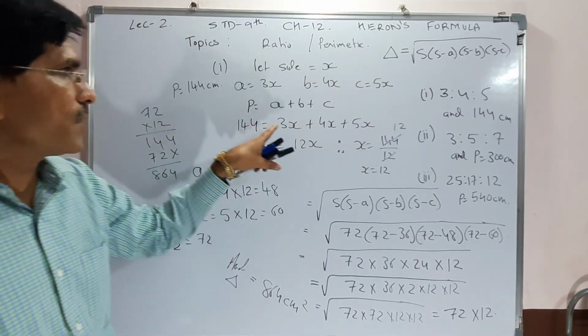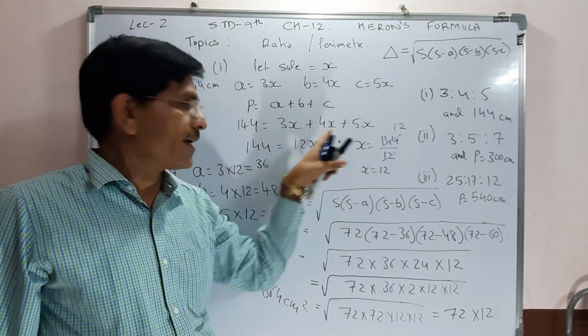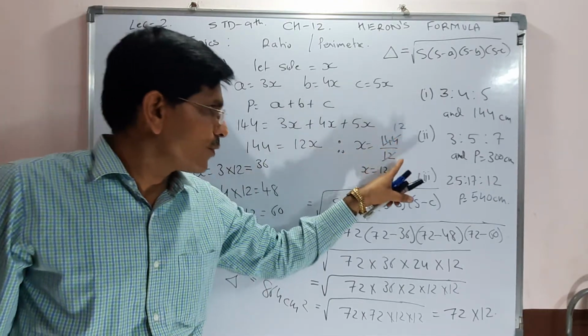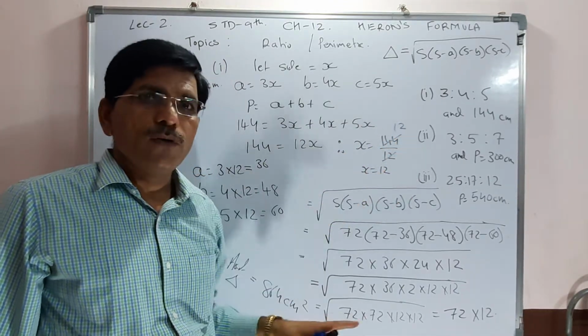So 144 is equal to 3x plus 4x plus 5x. So 144 is equal to 12x. So x is equal to 144 divided by 12. So x is equal to 12.